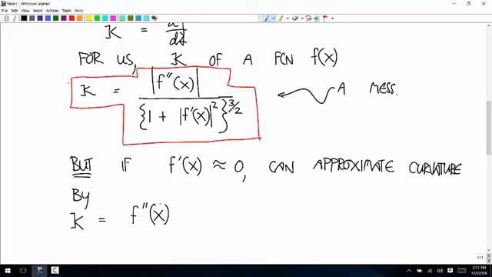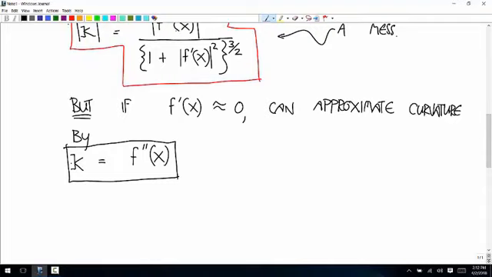I guess you could think of this as the absolute value of the curvature. And then you need to think about whether it's concave up or concave down to come up with the sign. But we're just going to use this function here. Yay.